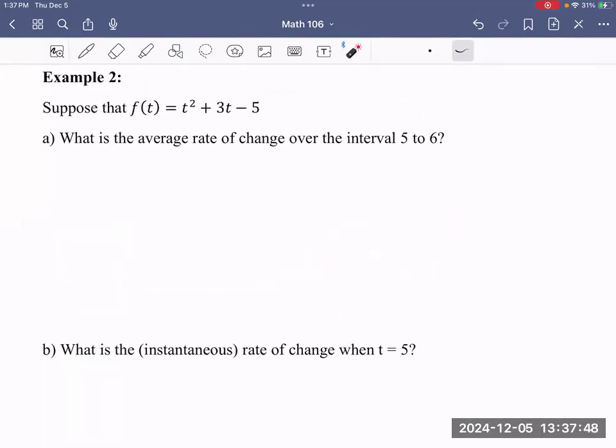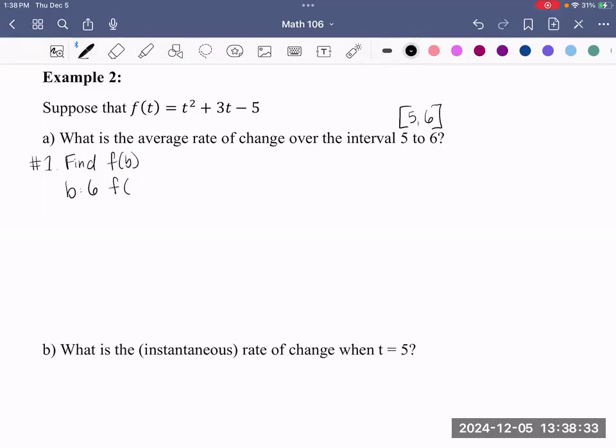So when it says, what is the average rate of change over the interval of 5 to 6? Let's go ahead and find your average rate of change. So first off, do we have full coordinates? No. So step 1, we need to find your coordinates. In our case, what is B? Well, B is 6. It's the bigger of your 2 values. So step 1, find the coordinates.